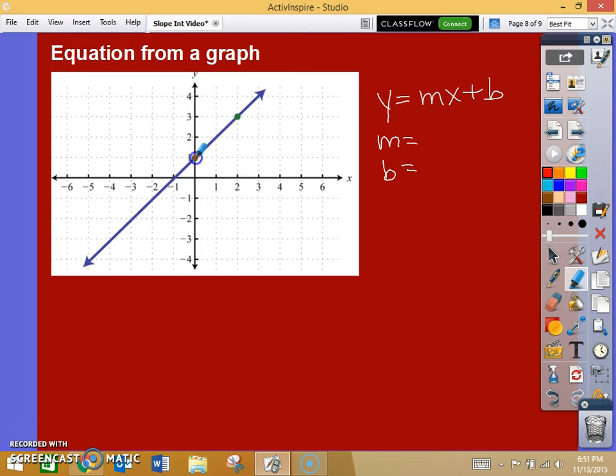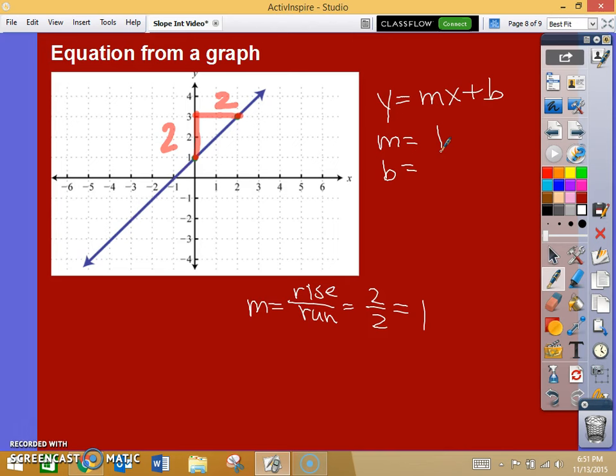So I pick 2 points, which are already chosen for me here, and I find out how much I change vertically and how much I change horizontally, my rise and my run. So starting at this point, I rise 1, 2. So my rise is 2. I run 1, 2. So my run is 2. That means that m, or rise over run, is equal to 2 over 2, which is just 1. So my m value is 1.